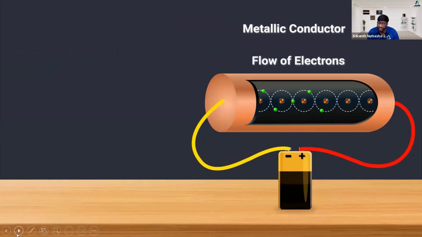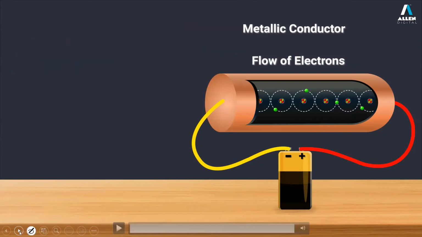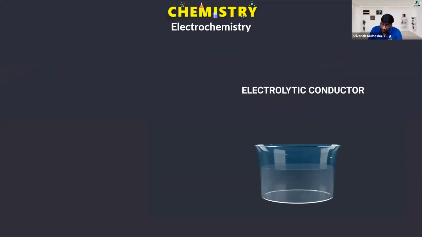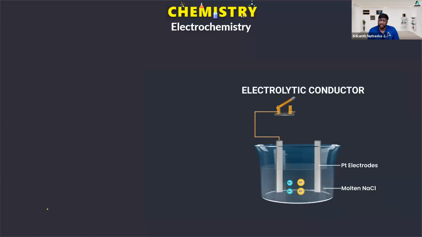In a metallic conductor, the flow of current is due to the movement of electrons. In an electrolytic conductor, take molten NaCl. Molten NaCl means we have only Na plus and Cl minus ions. Whenever you supply electrical energy from the outer circuit, current flows in this direction, which means electrons are moving in the opposite direction. Electrons moving away from this rod means this rod gets positive charge; electrons moving toward this rod means this rod gets negative charge.